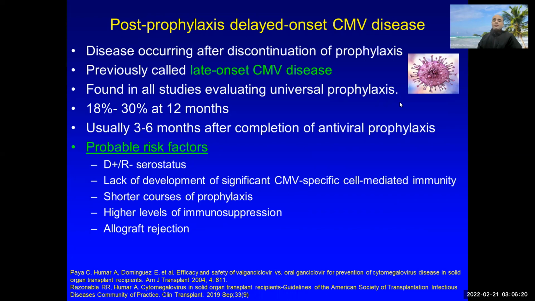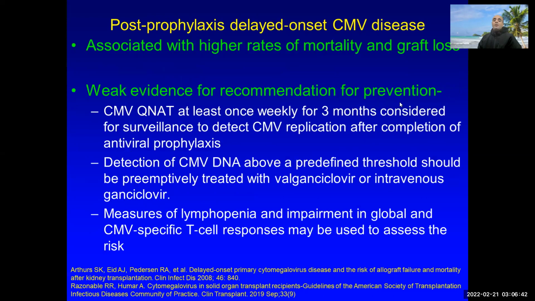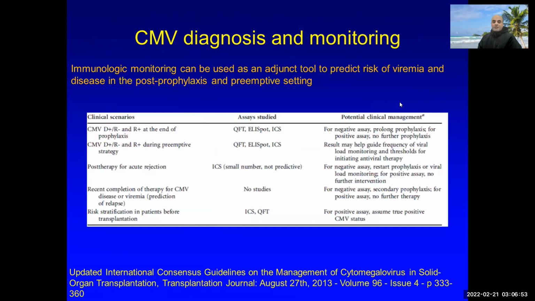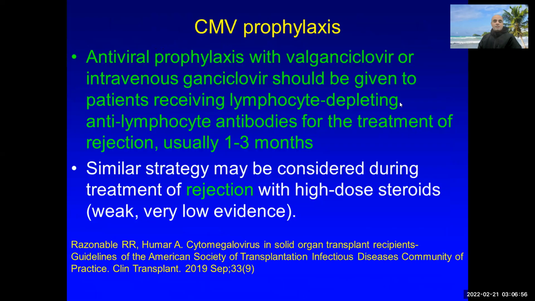And what are the risk factors for that? Especially donor positive, lack of development of significant CMV-specific T cell cell-mediated immunity, short course of prophylaxis, higher level of immunosuppression, and graft rejection. Delayed-onset CMV disease is associated with higher rates of mortality and graft loss. Dismiss all this; CMV monitoring is by CMV PCR, no need to mention details for that.